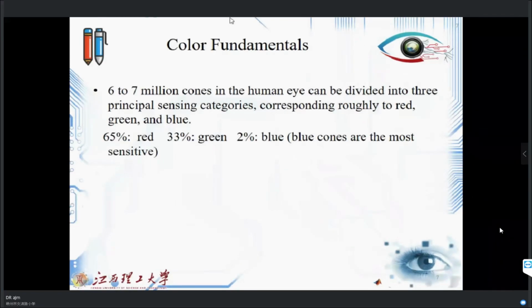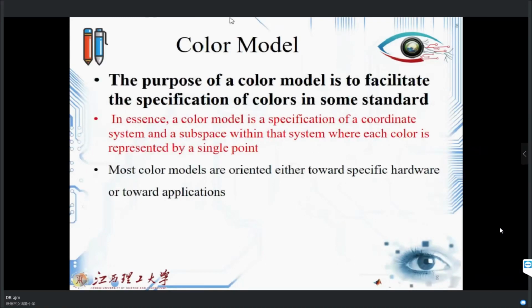The 6 to 7 million cones in the human eye can be divided into three principal sensing categories, corresponding to red, green, and blue. About 65% are red, 33% green, and 2% blue. And you should know that the blue cones are the most sensitive ones. Maybe this red, green, blue will remind you of RGB, which we will talk about later in the RGB section. Let us go ahead and see what comes after this principle.